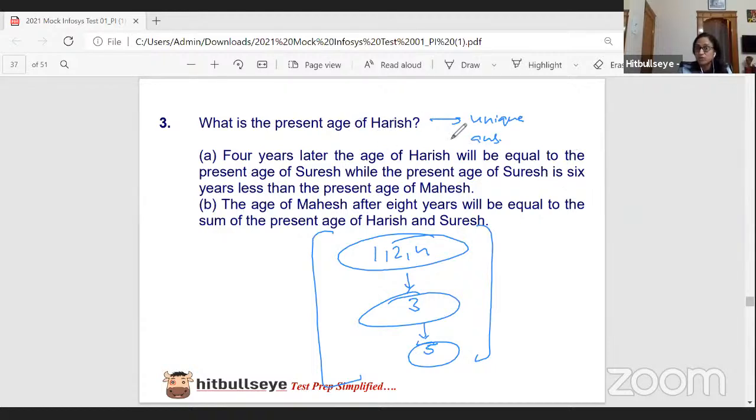And if it is a yes no type of a question, it has to be either a sure yes or a sure no. You cannot say that under some situation it will be yes, under some situation it will be no. That's not considered as a unique answer.